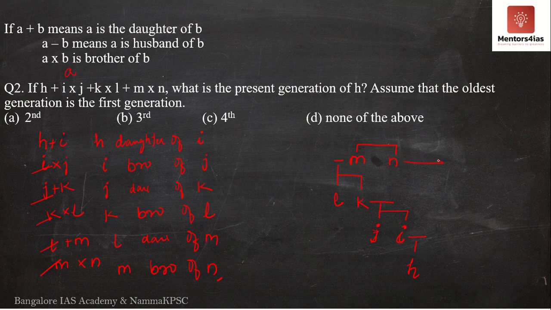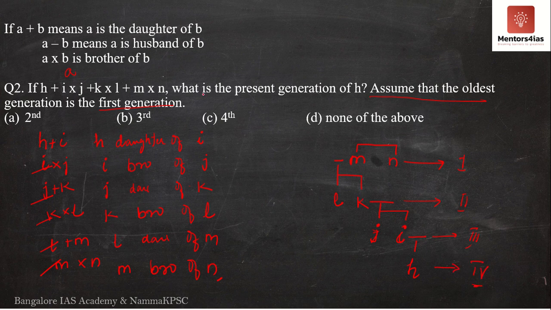So this will obviously be the first generation. L and K will form the second generation. J and I will form the third generation. See, I'm starting with M and N because the question says assume the oldest generation to be the first generation. So M and N will be the first generation. L and K will be the second generation. J and I will be the third generation, and H will belong to the fourth generation.